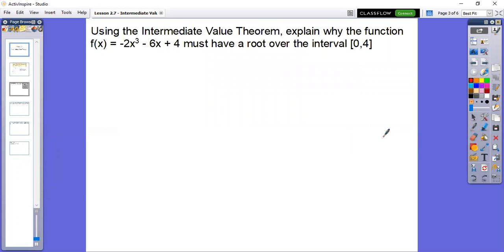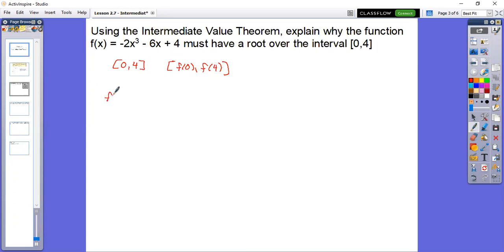So here's a way that we can use the intermediate value theorem. So using the intermediate value theorem, explain why this function must have a root over the interval 0, 4. So this function, I know that this function is continuous because it's a polynomial function. So basically what the intermediate value theorem says is that over 0 to 4, this function will hit every single value from f of 0 to f of 4.